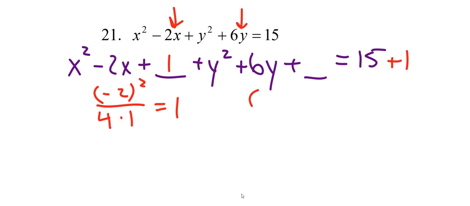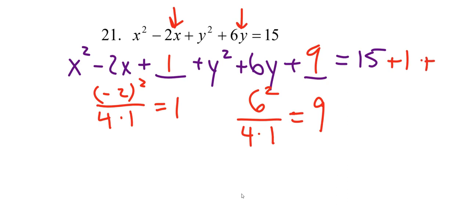Okay, so b squared over 4 times a. What do you got? 9, you say? Oh, yeah, that's 9. Good job. So we'll add it to the other side, too.